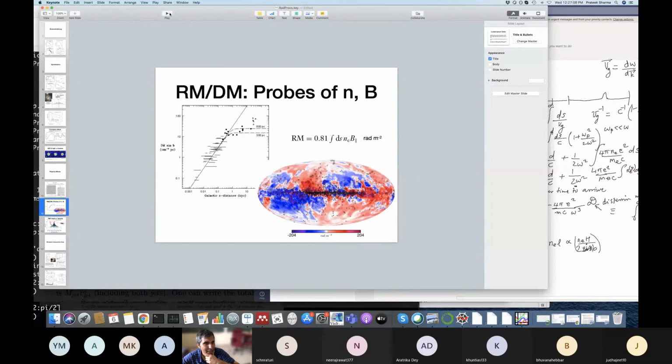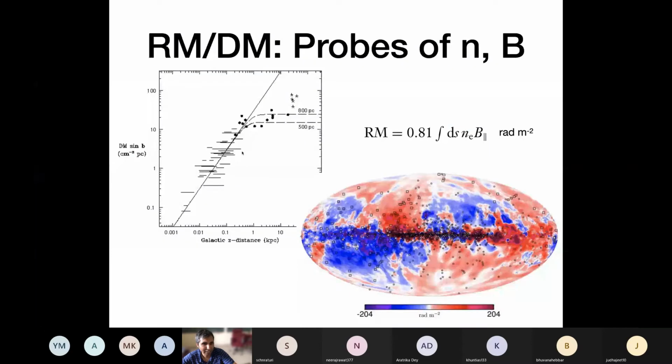Now, while we are at it, this is again data. This is DM sin b as a function of z, the height from the galactic disk. If you recall the formula that I wrote down, DM was proportional to n_e l, where l is h by 2 sin b. So DM sin b should go like h by 2 at the edge, right?